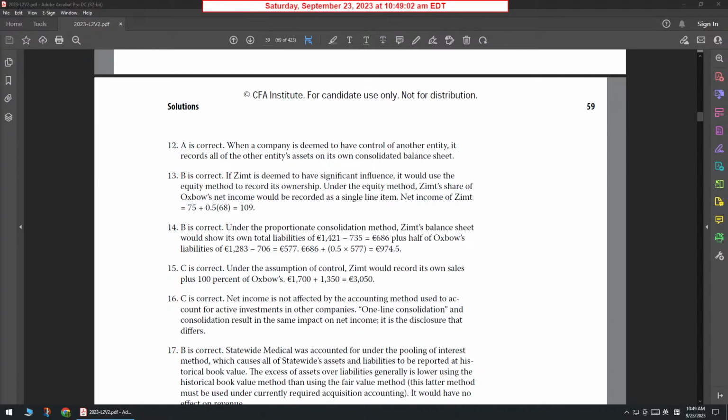We have a little bit of a short, the 974, easy. Our consolidated sales would be, we just add them together. 2018 would be highest if ZIMT is deemed to have control, highest if ZIMT is deemed to have significant influence, or independent of the accounting method used for the investment in Oxbow. It's net income.